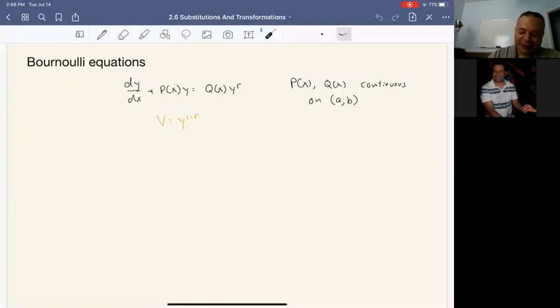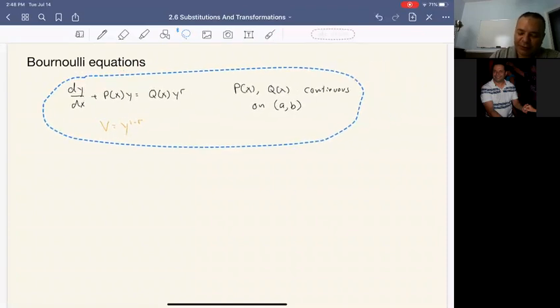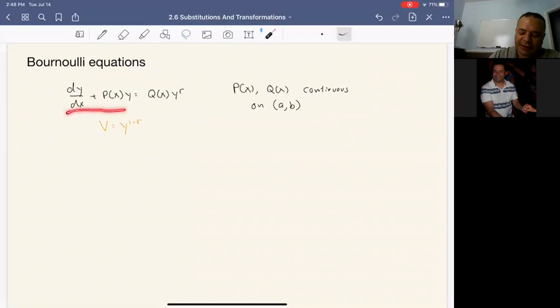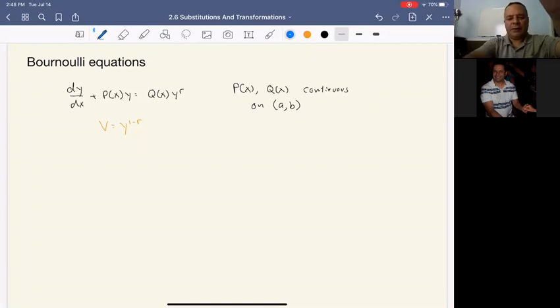Welcome back. Okay, we're going to solve Bernoulli equations. Bernoulli equations are dy/dx plus p of x times y equals q of x times y to the r, where our p and q are continuous functions on some interval (a, b). This is the substitution we're going to make: v equals y to the 1 minus r. Rather than show you what's going to happen, since the algebra would get messy if I do it abstractly, let's just do it immediately for an example.